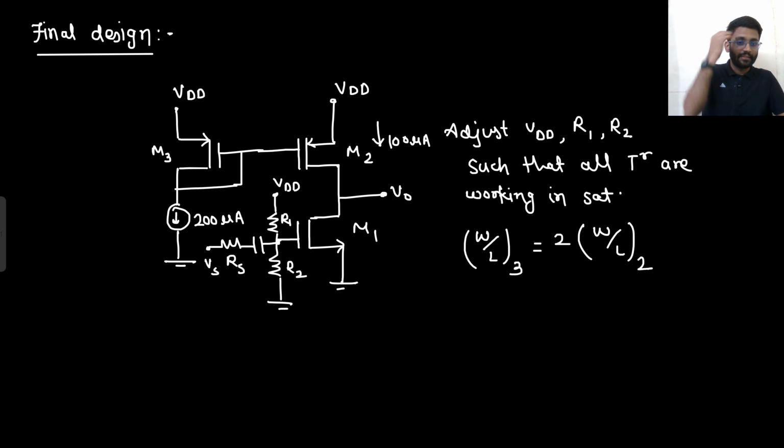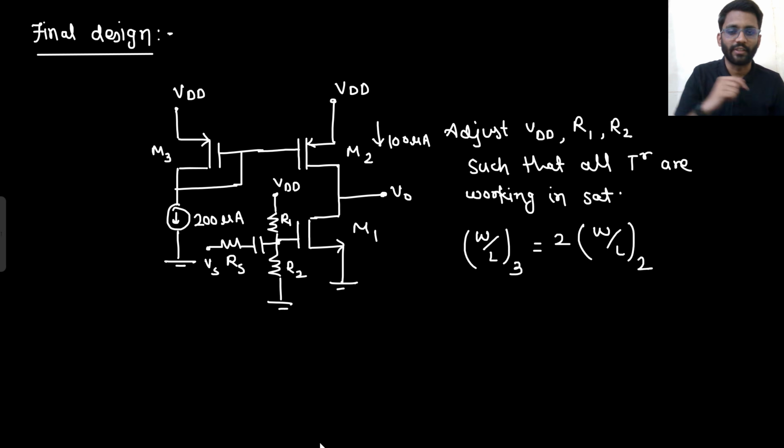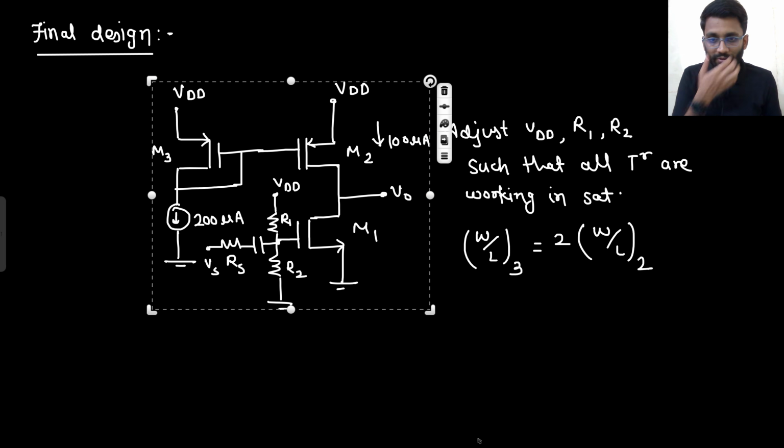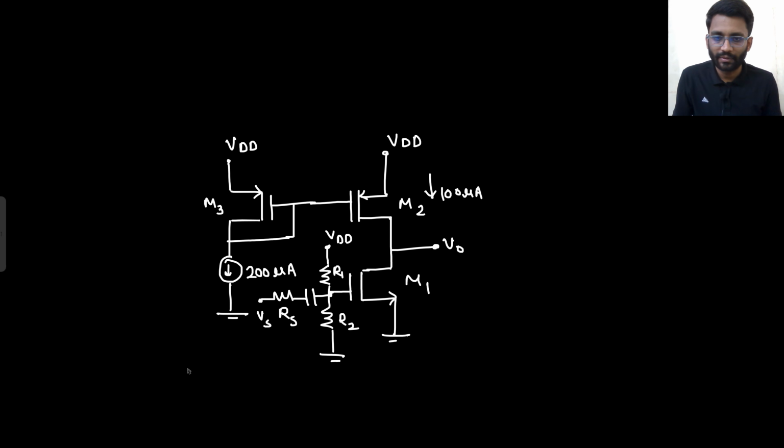Now what did they ask? This is not the final answer. They asked to, after designing the circuit, find the small signal voltage gain. Now you have to find the small signal voltage gain. So how will you find it? This is a very, very important concept. Watch it carefully. So I will find the small signal voltage gain now.